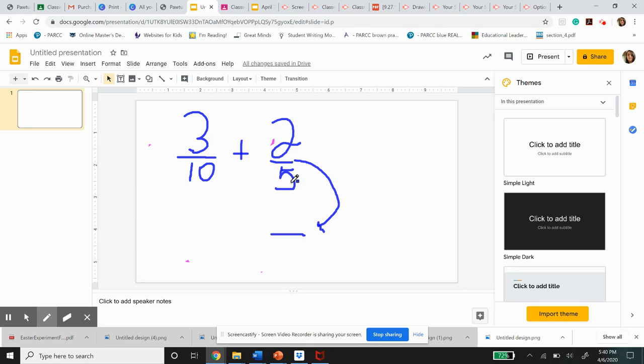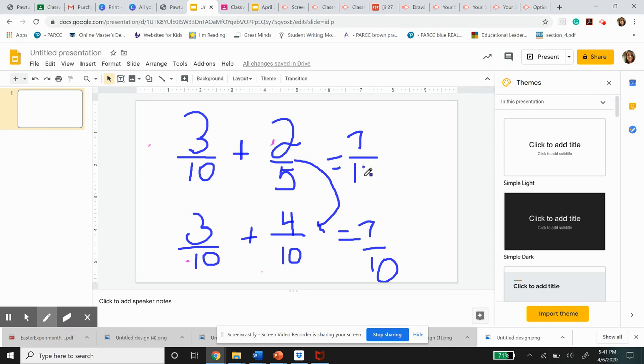Okay, so I know that 5 times 2 is 10. And I know that because I multiplied by 2 here, I can multiply by 2 here. So 2 times 2 is 4. So that's 4/10. So we just made an equivalent fraction. And now we have the same denominator. So I can add these up. And 3/10 plus 4/10 is 7/10. And this is 7/10.